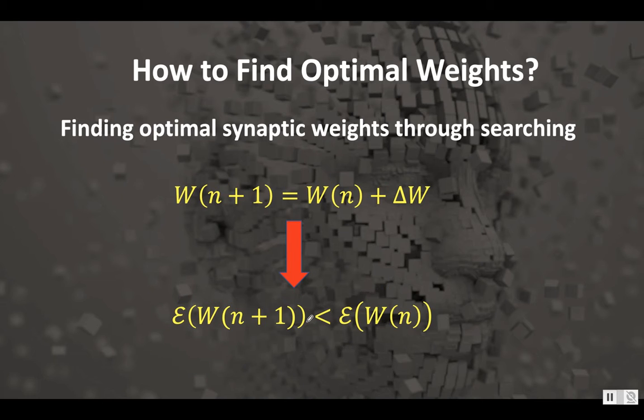So we can run this process again and again. For example, at the n-th iteration, this is the weight, and then we add an adjustment. We get the updated weight, which makes sure the cost function at the updated weight is less than before the update. So this is the initial idea behind the searching approach.